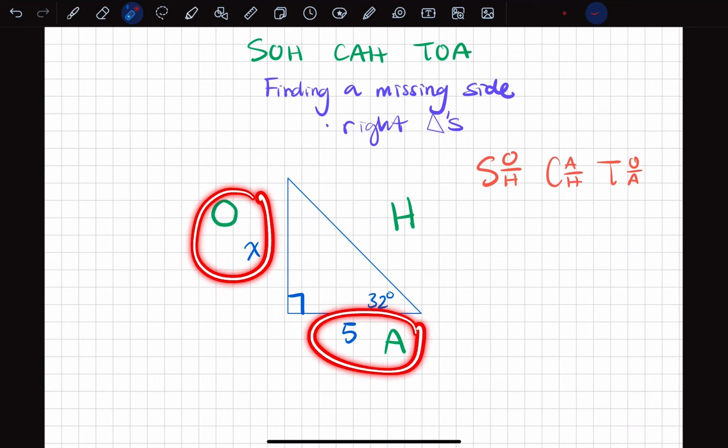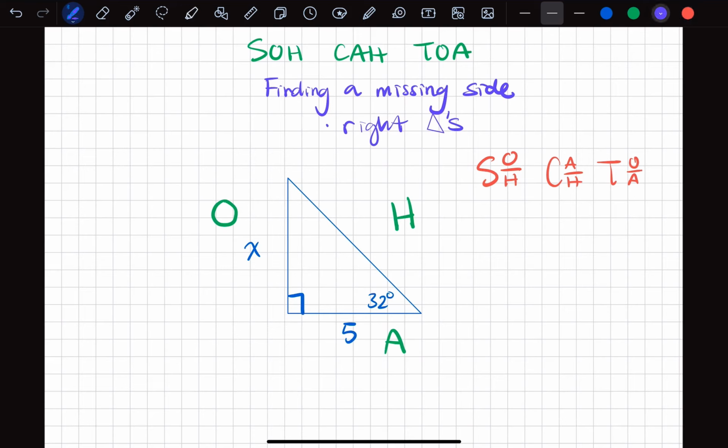And so I'm going to look over here and I'm going to decide, okay, which of these trig functions involves the opposite and the adjacent? And then you'll see that this one does not, but the TOA does. And we need to remind ourselves that TOA is going to refer to our tan or tangent trig function. And I'll just leave it as tan.